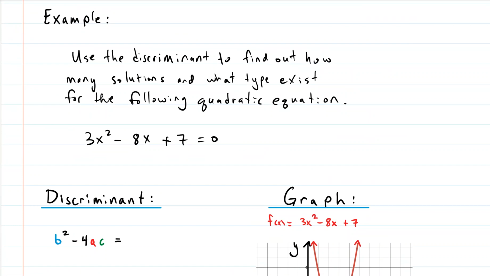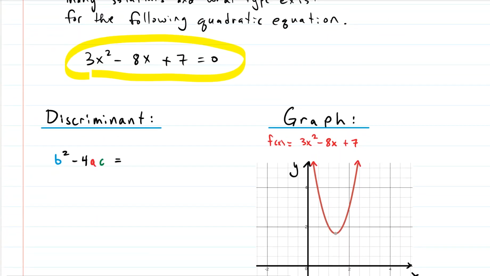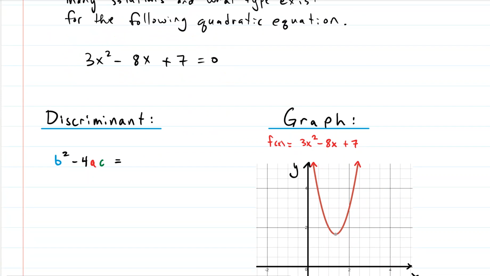Here's an example. Use the discriminant to find out how many solutions and what type exist for the following quadratic equation. Here's our quadratic equation here. So let's compute the discriminant. We should probably label what the parts are, right? What is A? A is 3. And what is B? Negative 8. And C. C is 7. So we just took them from the coefficients.